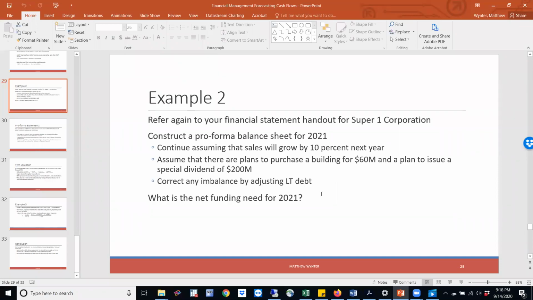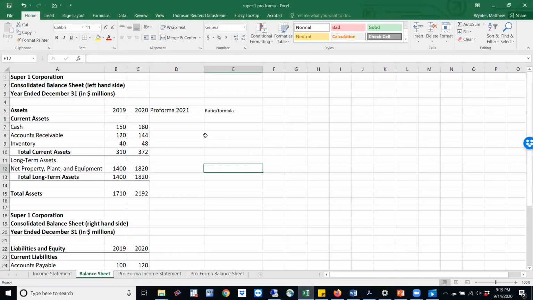Okay, so example 2. Refer again to your financial statement handout for Super One Corporation. Construct a pro forma balance sheet for 2021. All of the same assumptions from our previous example. We're going to solve for what the net funding need is for 2021. So again, we're going to write pro forma 2021.